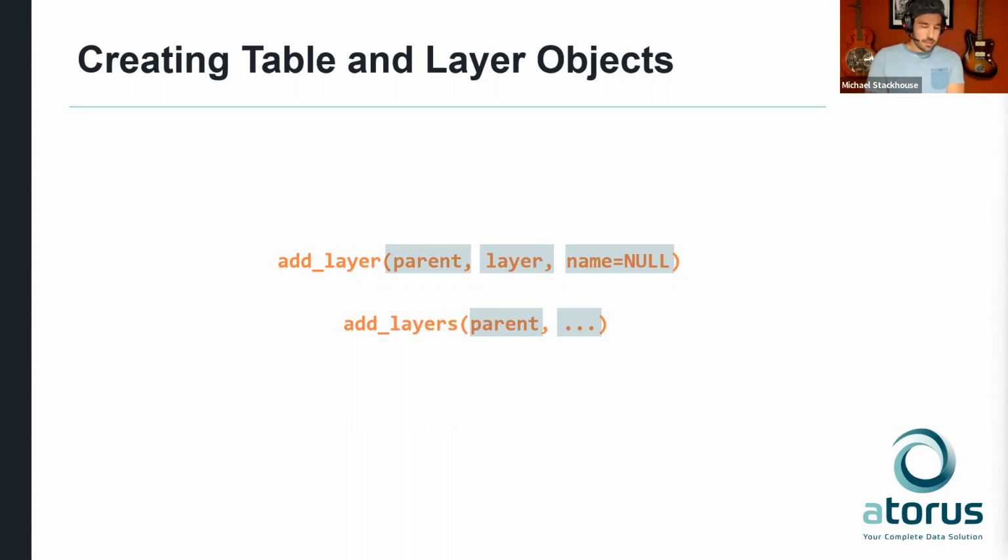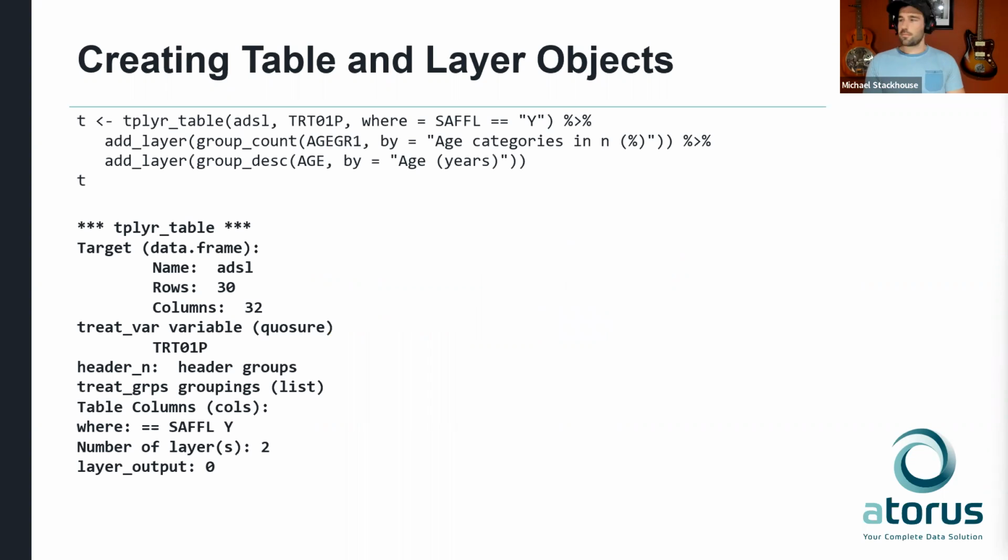We're not going to use add_layers today, just because over the last 2 years, Eli and I have idiomatically used add_layer rather than add_layers. But if you're working outside of a pipe context and you want to build up your layers as separate objects within your environment, add_layers allows you to attach them all at once to the parent. But add_layer singular is the typical way that you would produce a tplyr table, and it looks like this.